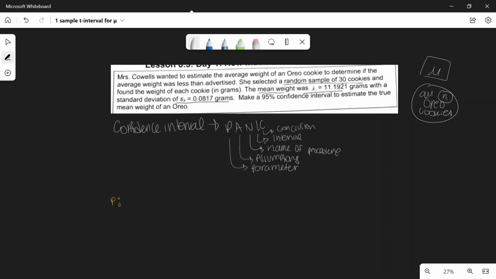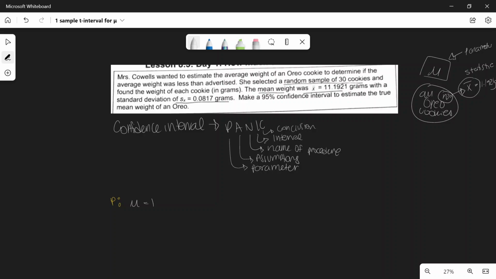A sample n. In this case, we took a sample of 30 Oreo cookies, and from that sample, we calculated the mean weight, which was 11.1921 grams. Because it's from a sample, this is known as a statistic. That's our statistic, and we're going to use this statistic to estimate the parameter, which is mu, the true mean weight of an Oreo cookie. So that's a little summary right there.